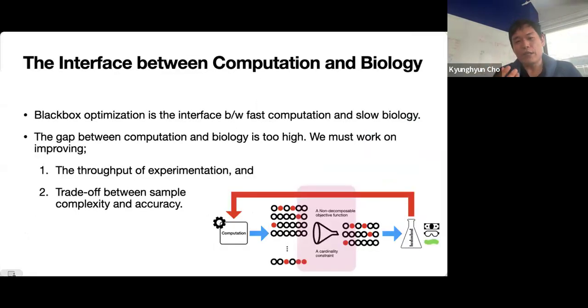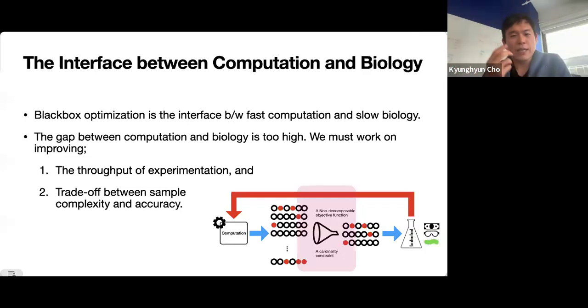At the end of the day, what is this black box optimization algorithm that we are using for? This is the interface between fast computation and slow biology. And then because this gap is so high, we have to make sure that our black box optimization algorithm takes into account all possible aspects that are involved in this gap, and then so as to make the optimal choice.